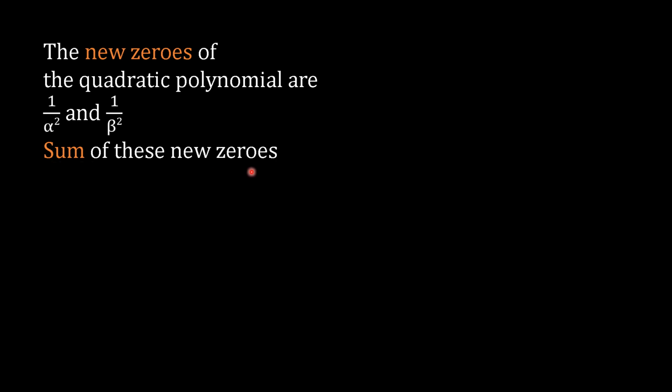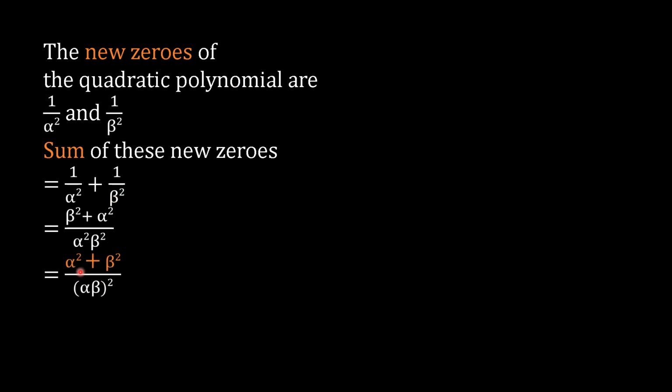Sum of these new zeros will be 1 upon alpha squared plus 1 upon beta squared. That will be beta squared plus alpha squared upon alpha squared beta squared, which will be alpha squared plus beta squared upon alpha beta whole squared.